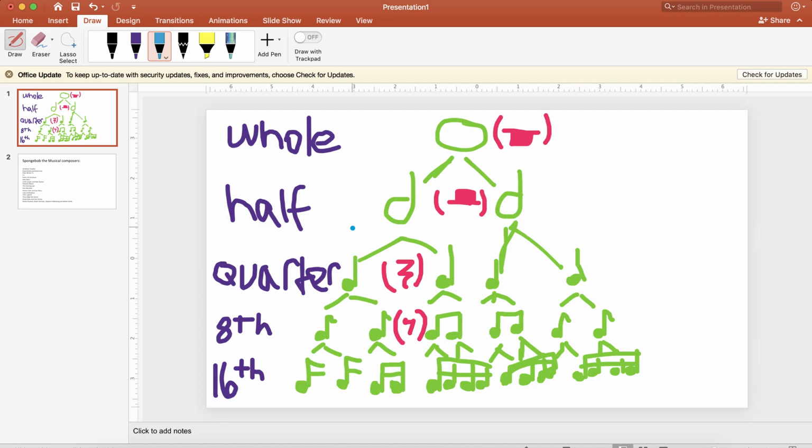Let's remember how many beats each one gets. A whole note or whole rest gets 4. Half note, they each would get 2. A quarter rest or quarter note would each get 1. An eighth note all by itself would be 1/2.